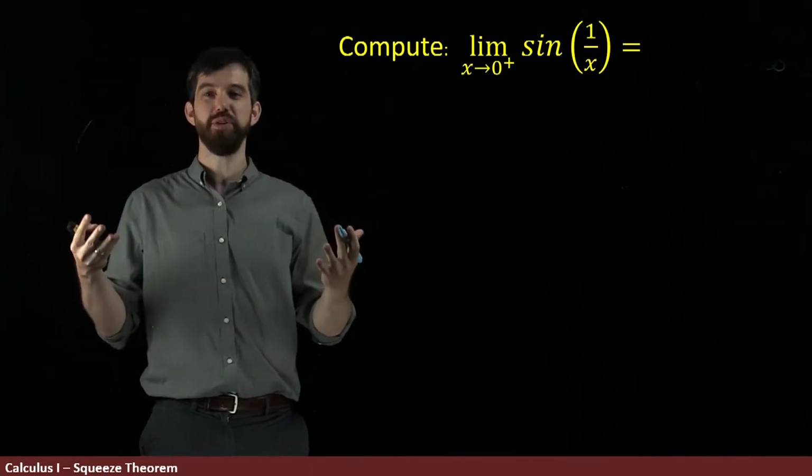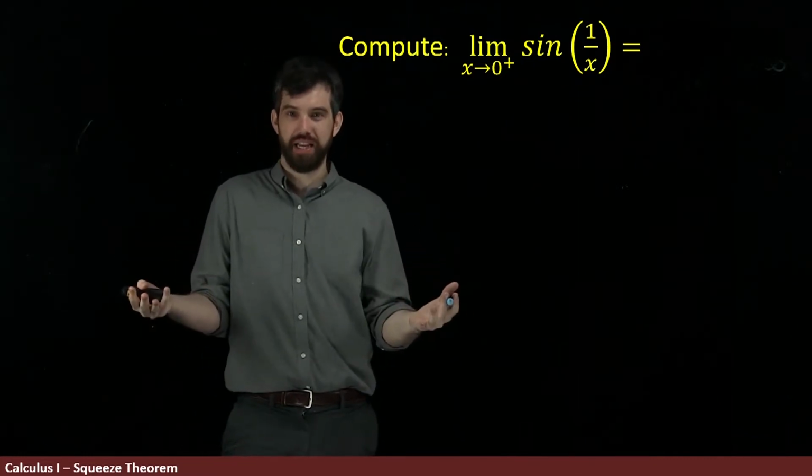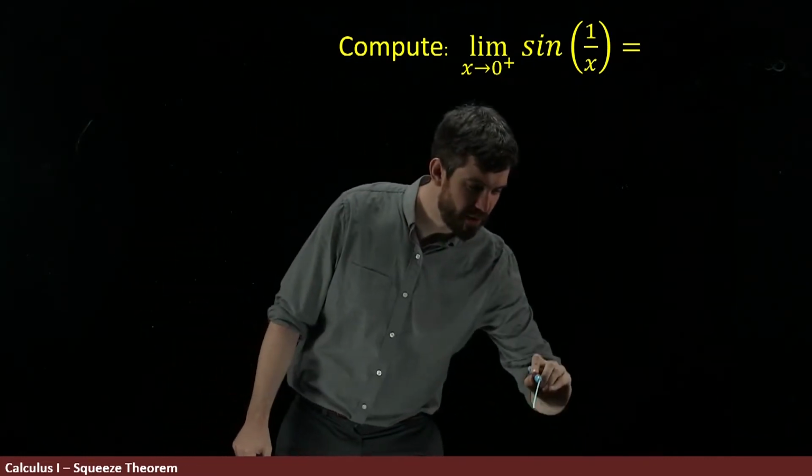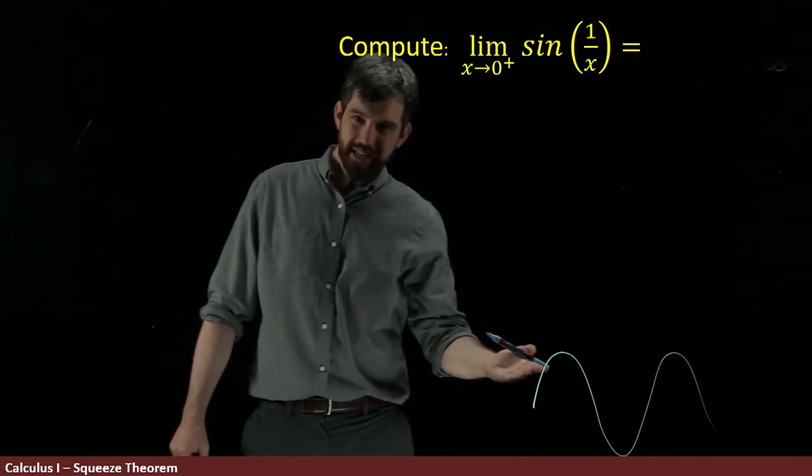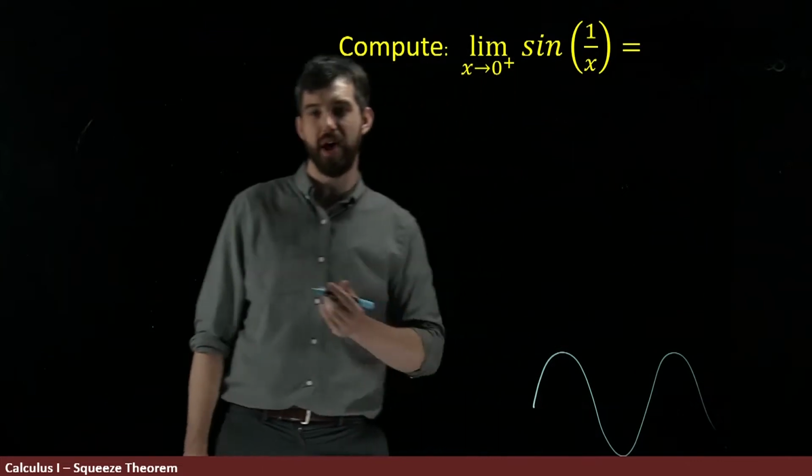Okay, so let me think first about what the sine of x looks like just itself. Sine of x, you might recall, goes up and down and up and down, something like this, and it obeys this pattern forever. It keeps going up and down and up and down.